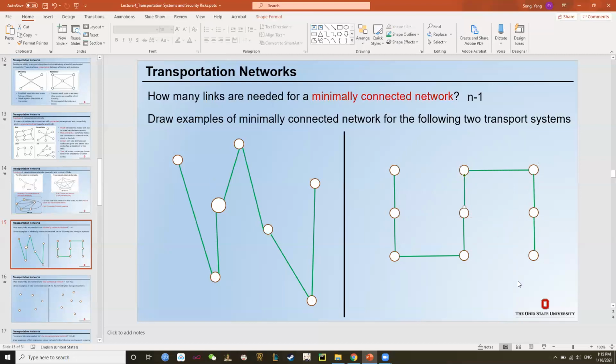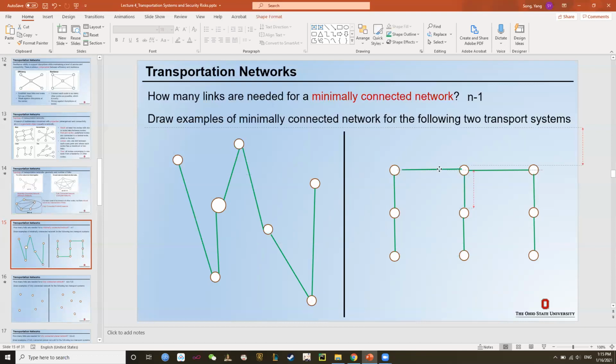So for this specific scenario, obviously we have 9 nodes. And if the network is a minimum network, there should be 8 links, right? 9 minus 1 equals 8. So 1, 2, 3, 4, 5, 6, 7, 8. Like I said, this is only one possible answer.